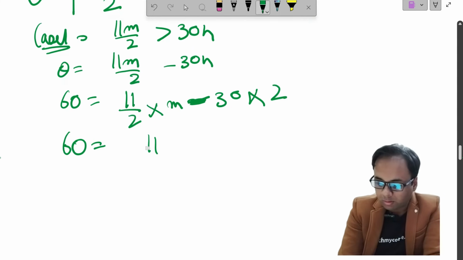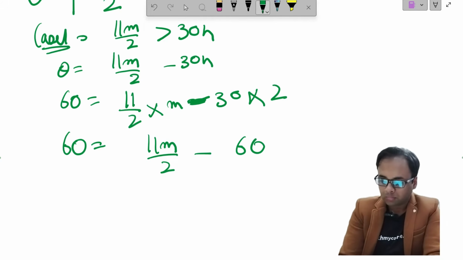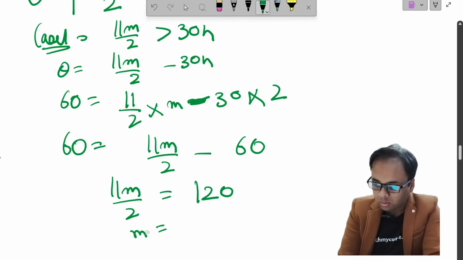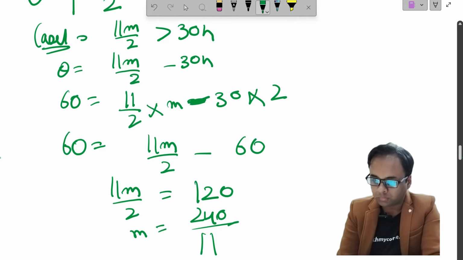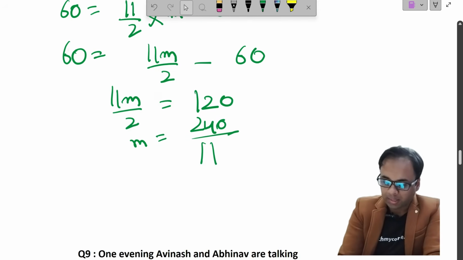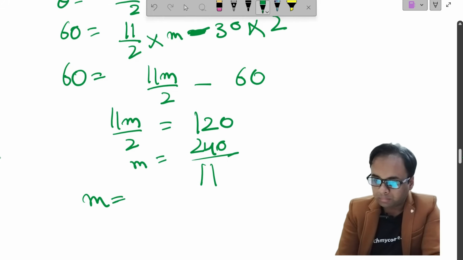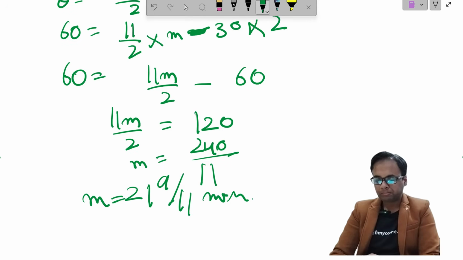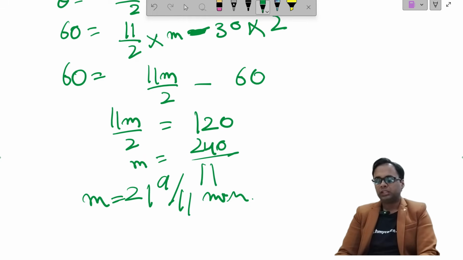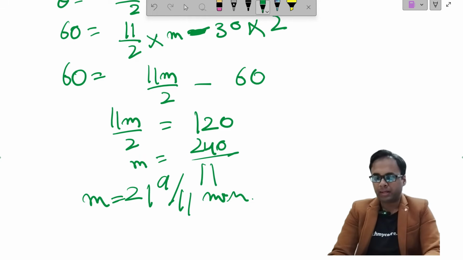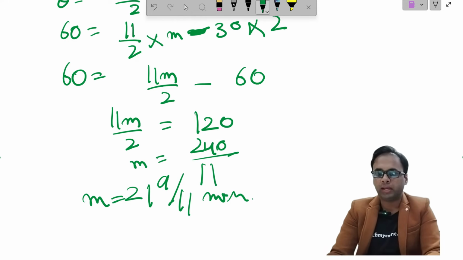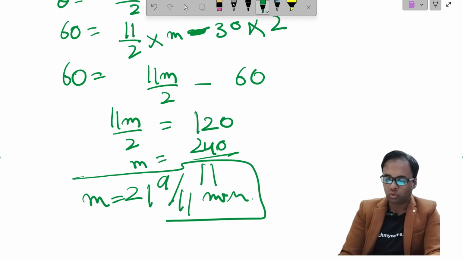So we have 60 equal to 11m by 2 minus 60. So 11m by 2 becomes 120 and m comes out to be 240 by 11. Okay, or we can write it as m equal to 21 9 by 11 minutes. It means that 21 9 by 11 minutes have passed over 2 o'clock, and that is when an angle of 60 degrees is being made between the hour and the minute hand. Okay, this was about case number 1. So that is the first part of the solution.